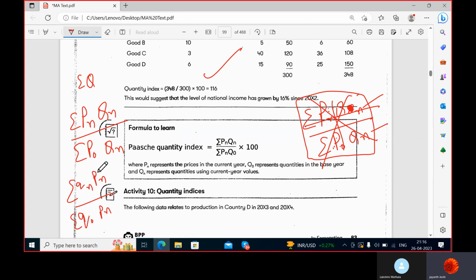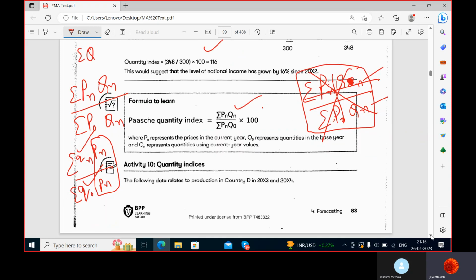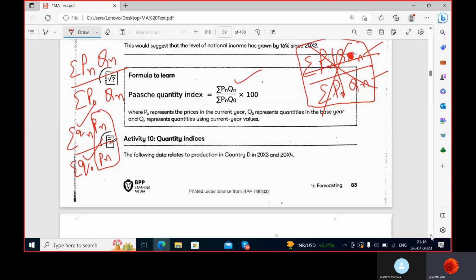Now, what are you saying? You have current prices and current and base quantities. Correct or wrong? Now, this is the formula, and then you have to do a question. Shall I give a question? Do the question.